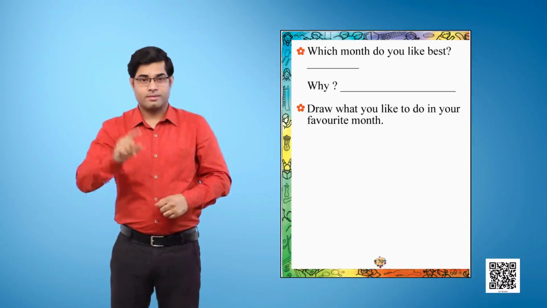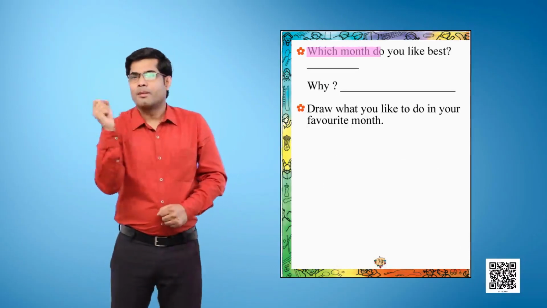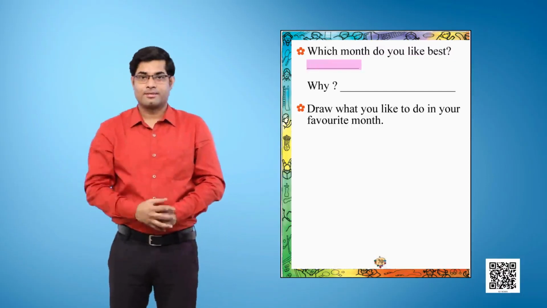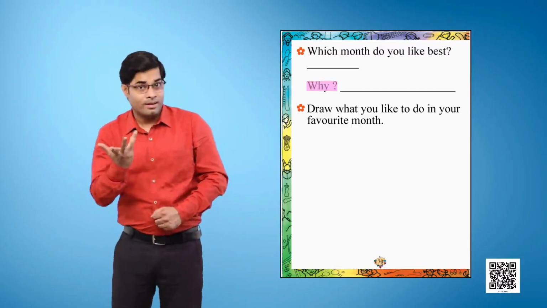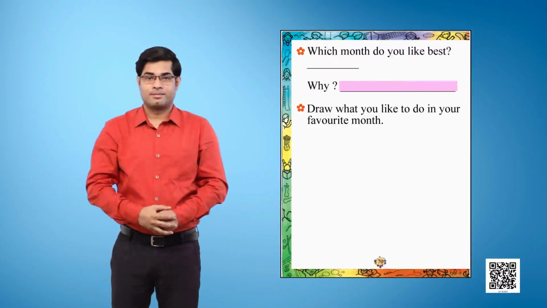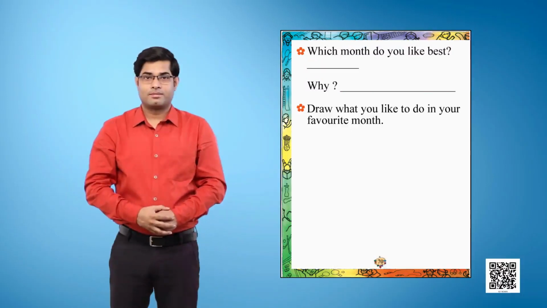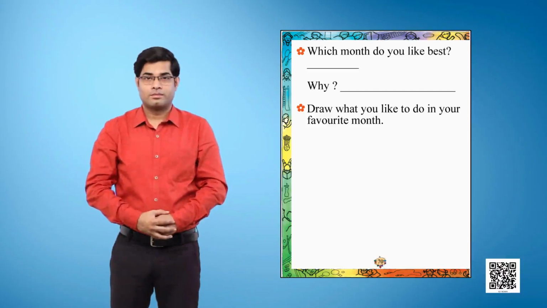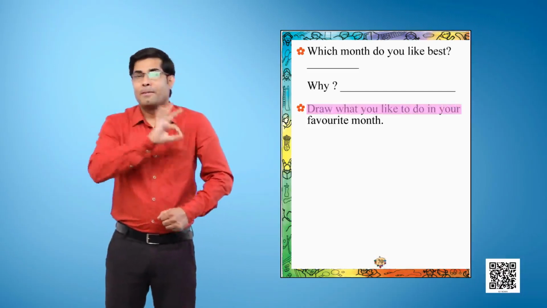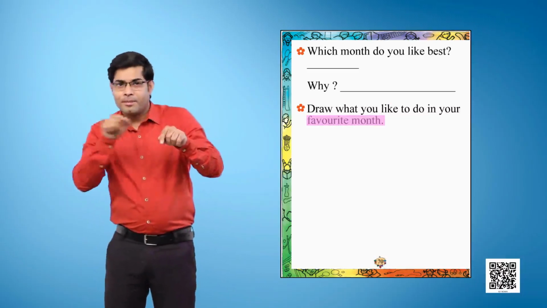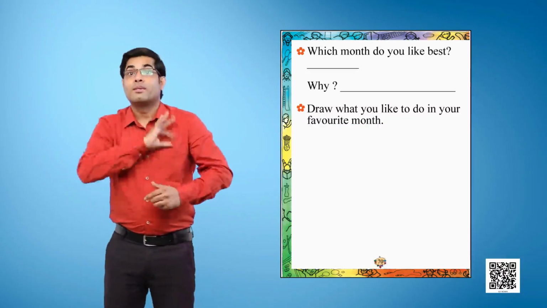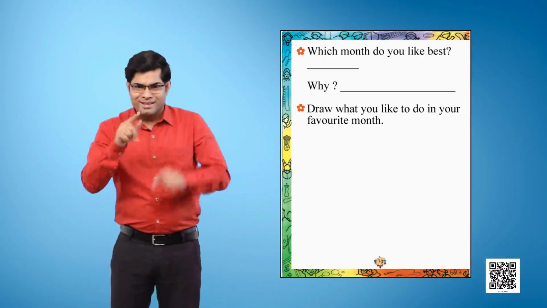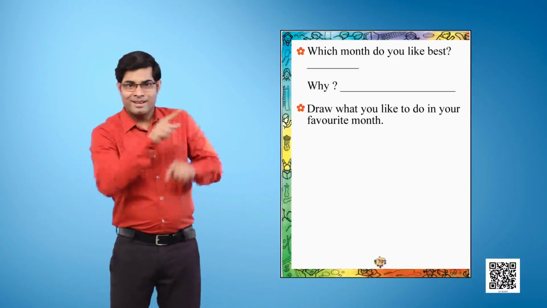Question 1. Which month do you like best? Dash. Why? Dash. Question 2. Draw what you like to do in your favorite month. Empty space has been provided for you to draw.